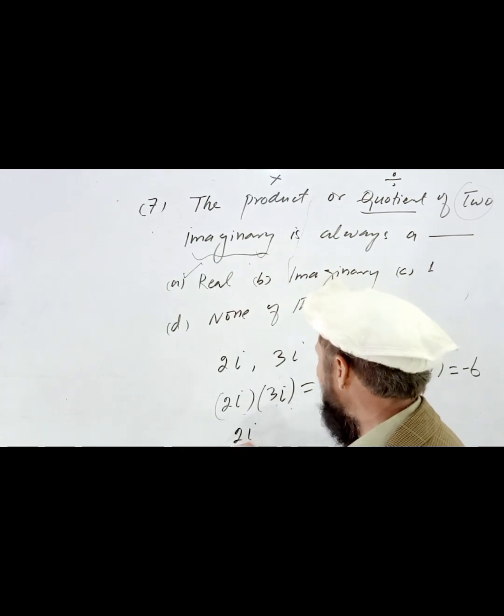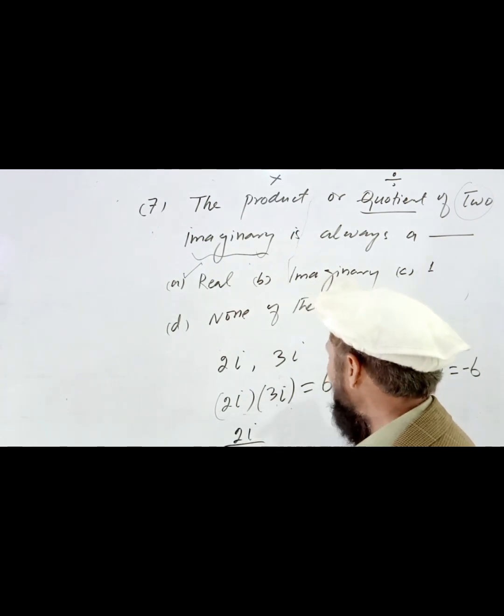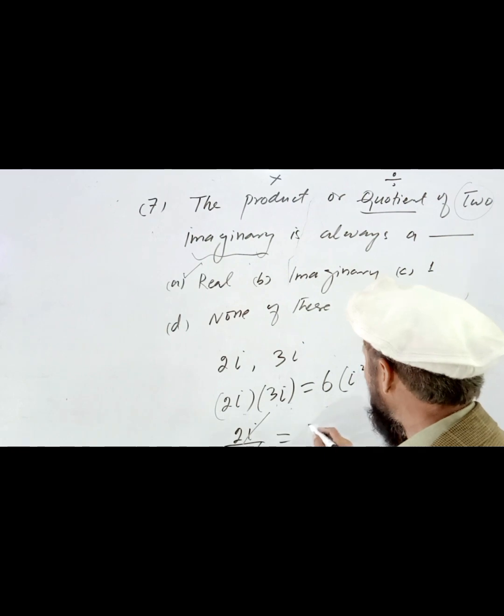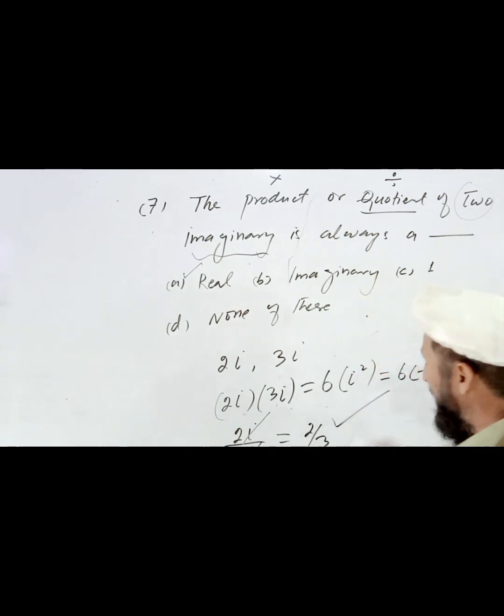Similarly, if we divide this result, look here, both are cancelled, so we will get 2 divided by 3. 2 divided by 3 is also a real number.